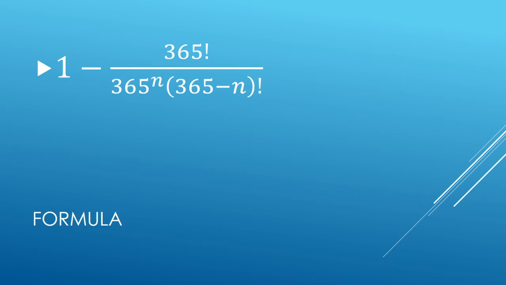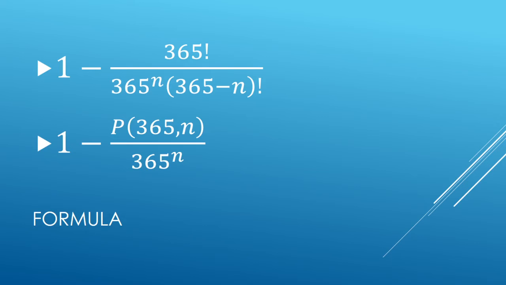Let's look at the formula. We can represent this formula by 1 minus 365 factorial divided by 365 to the n times 365 minus n factorial. Notice that 365 factorial divided by 365 minus n factorial is a permutation formula, where n is 365 and k is n. So we can replace that and rewrite it as 1 minus permutation with inputs 365 and n all over 365 to the nth power.